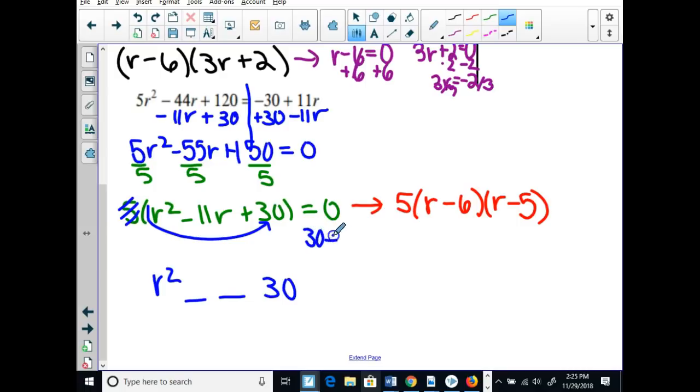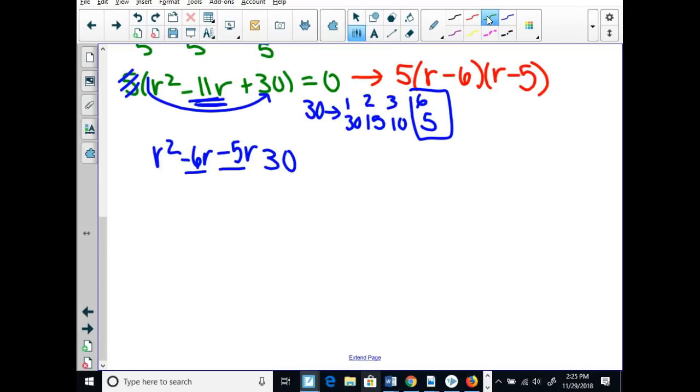What are the factor pairs of 30? The factor pairs of 30 are 1 and 30, 2 and 15, 3 and 10, 5 and 6. Okay? That's all my factor pairs. Now I say, out of these factor pairs, how can I get to negative 11? Well, if I take 6 and 5, and I make them both negative, that can get me to negative 11. So negative 6r minus 5r.